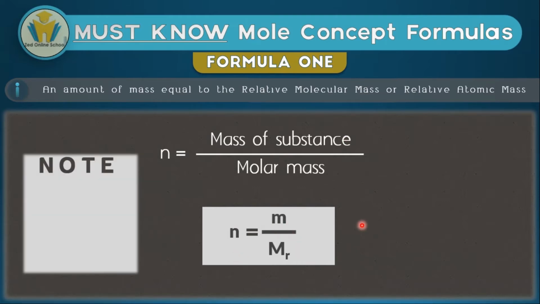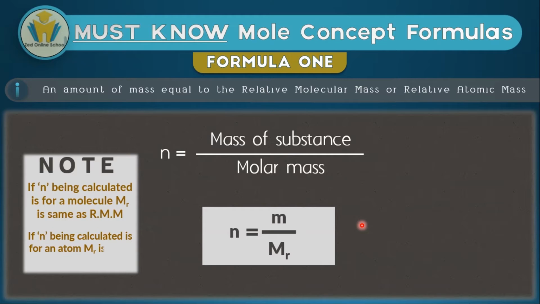There are two things that you should note. If the number of moles being calculated is for a molecule, the molar mass is the same as the relative molecular mass. While if the number of moles being calculated is for an atom, the molar mass is the same as the relative atomic mass. If you want to know more about this, check the video about how to use mole concept formulas.